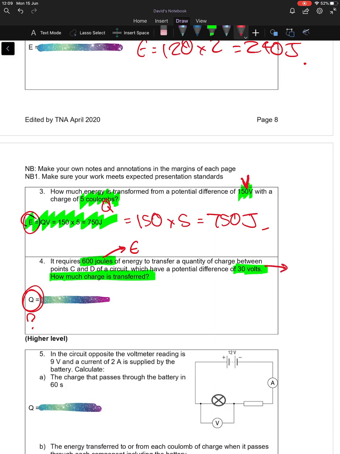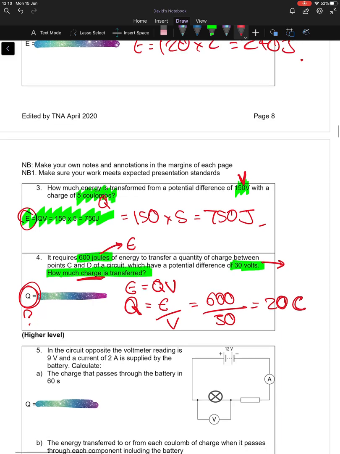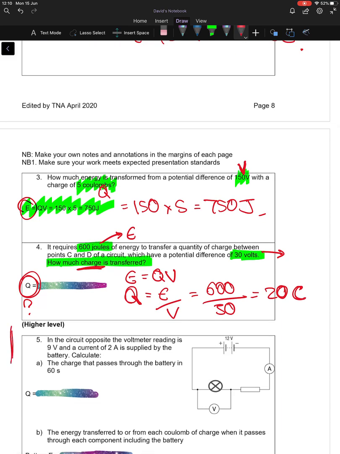So we don't know Q, but we do know E, and we do know V. So energy equals Q times V, charge times voltage. So Q, charge, equals energy divided by voltage. So our energy, 600. Our voltage, 30. Divide them, we get 20. And because it's charge, what is charge measured in? It's measured in coulombs. Right.